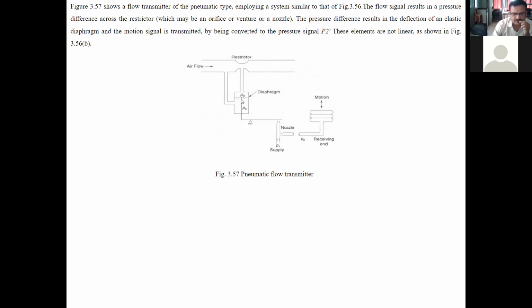Again, because of this, the diaphragm will come down. When this diaphragm comes down, this lever will go up. Therefore, whatever the supply pressure, the pressure P2 here will decrease, and this is going to contract. Means same thing as that of the flapper. This thing here, working will take place.